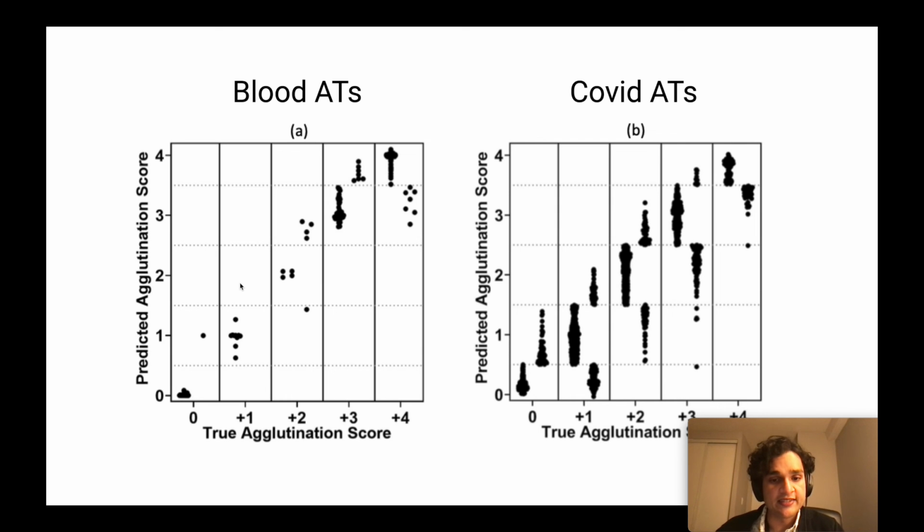And for our specific case studies, we realized that most end users really only care about making binary decisions with these agglutination tests. So negative versus positive. And if we use a decision rule where 0 is negative and anything else is positive, we found that the blood agglutination tests had an accuracy of 97%, and the COVID agglutination test had an accuracy of 82%.